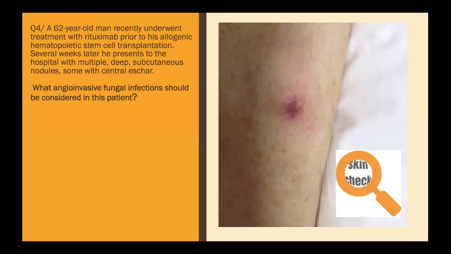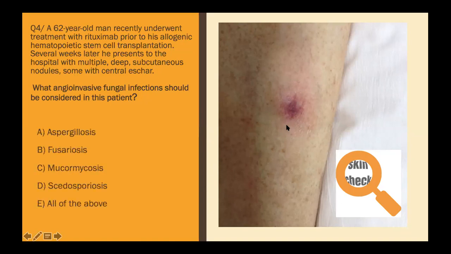A 62-year-old man recently underwent treatment with rituximab prior to his allogeneic hematopoietic stem cell transplantation. Several weeks later, he presented to the hospital with multiple deep subcutaneous nodules, some with a central scar. What angioinvasive fungal infection should be considered in this patient? Aspergillosis, fusariosis, mucormycosis, scedosporiosis, or all of the above. What do you think?